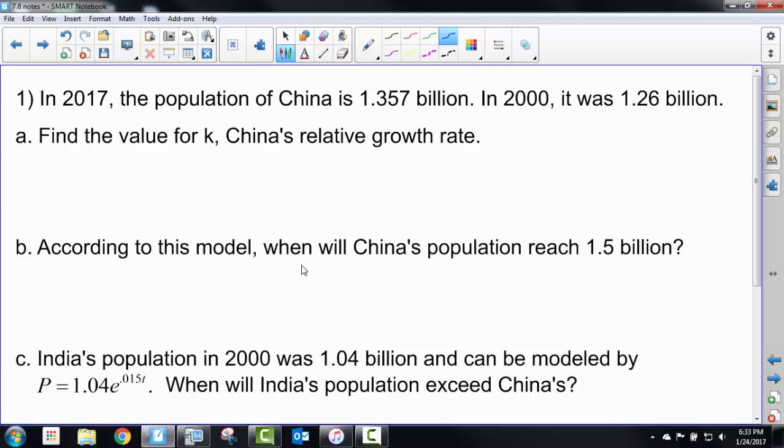So here's the first one. The population of China has increased from about 1.26 billion to about 1.36 billion in the last 17 years. We want to find the value of k.